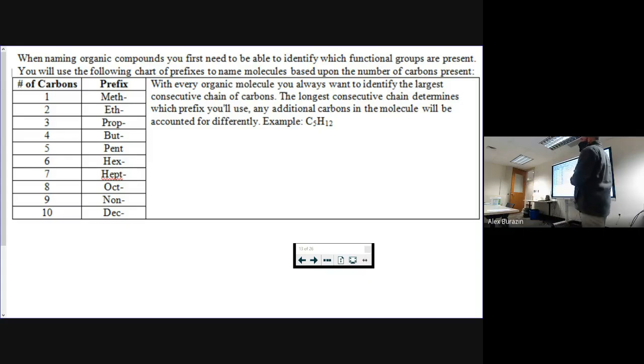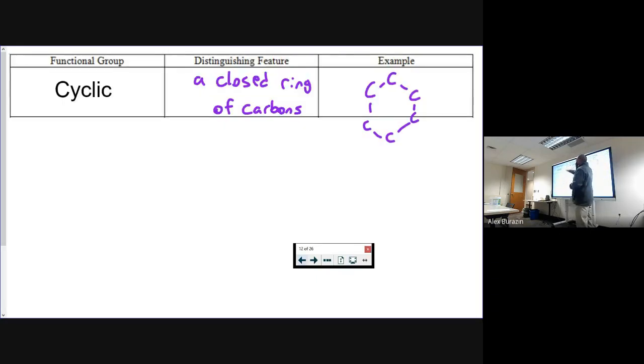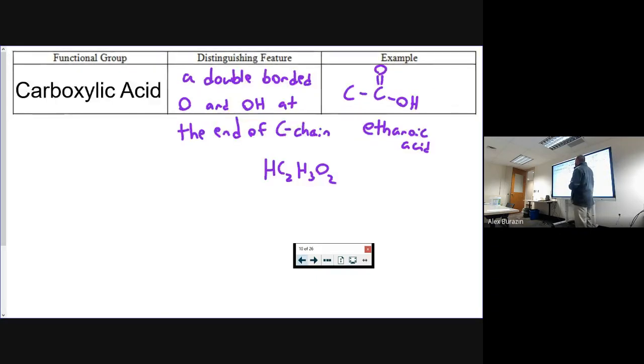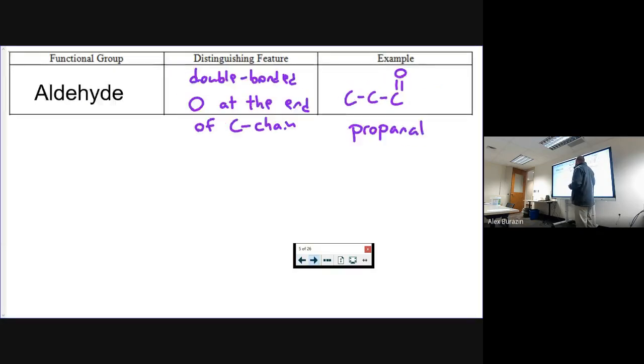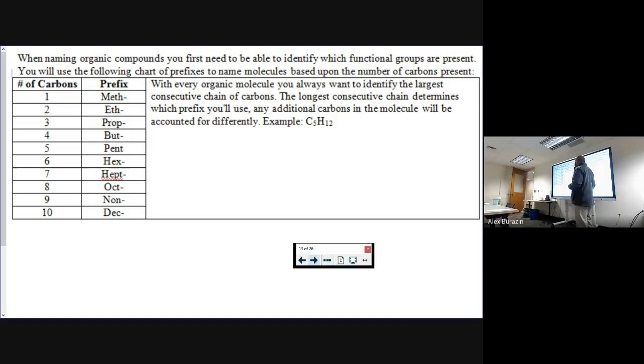All right, let's do a little more. When naming organic compounds, you first need to be able to identify which functional groups are present. When I use that term, I'm talking about any of the 12 things we just went through. Is it an alkane? Is it an alkene? Is it an alkyne? Is it an alcohol? Is it a carboxylic acid? Is it a ketone? That's the first thing you want to identify: what type of molecule do I have?